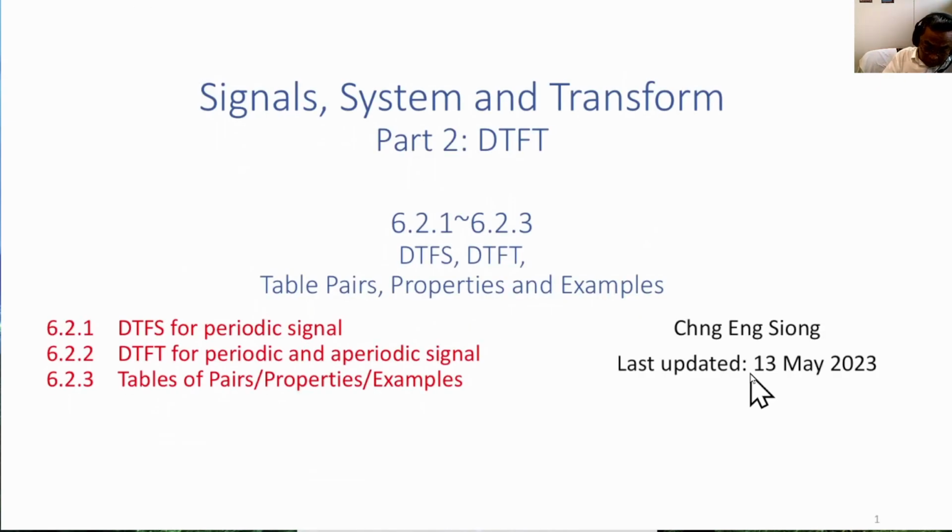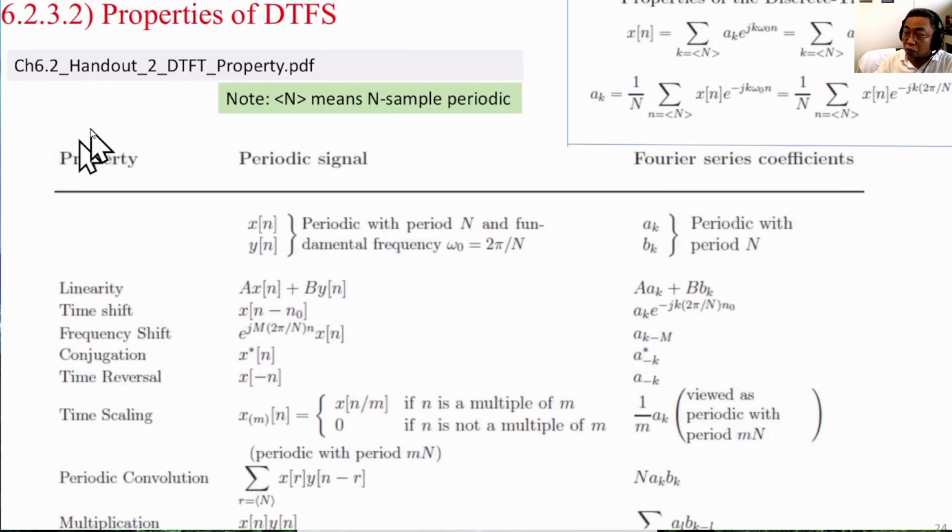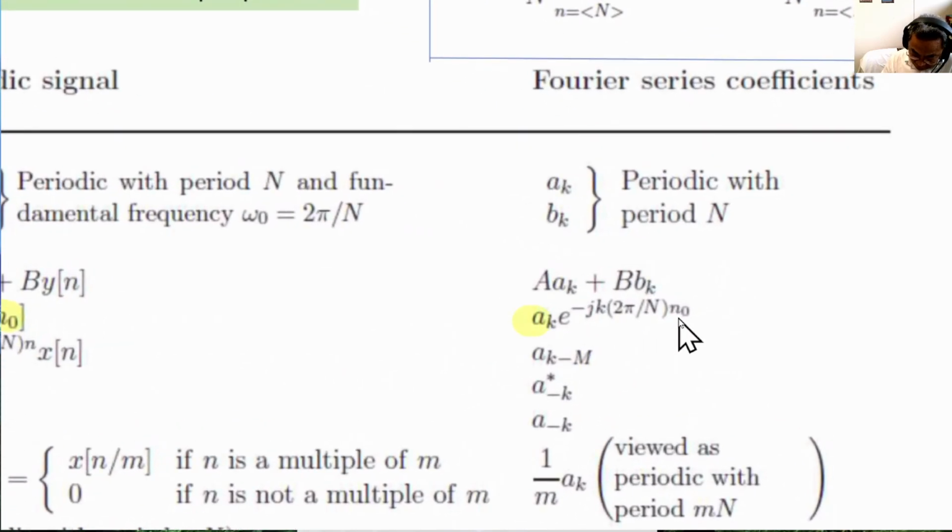To see the property, go to chapter 6.2.3.2, the properties of DTFS, see the time shift. Basically when we have x[n], we get the coefficients a_k, but for x[n - n0], each of these coefficients gets multiplied by e^(-jk2π/N · n0). Now remember this, and now let's go and see our answer again.